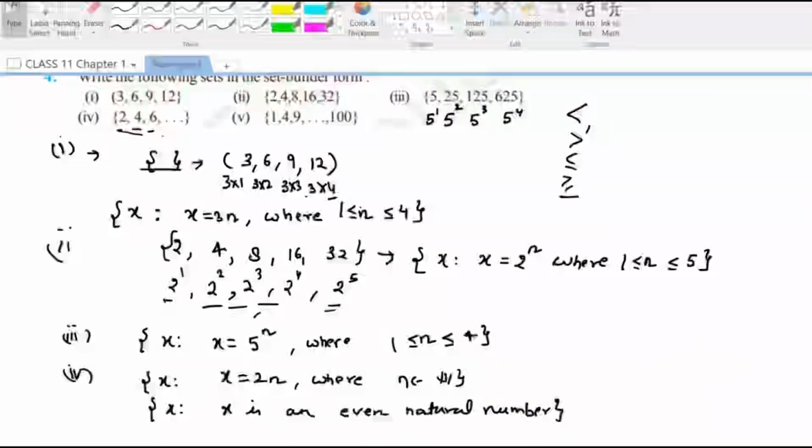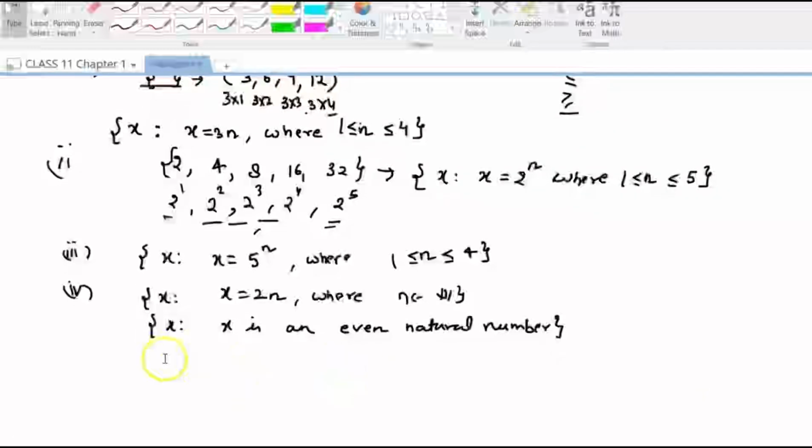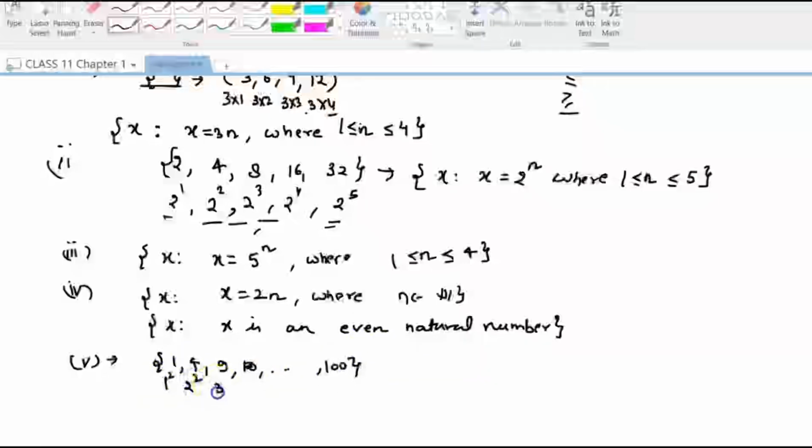Now let's see the next and last part of this question. 1, 4, 9 and 100. Okay. So let me first write the set: 1, 4, 9, 10 and 100. Okay, so there was no 10 over here. 1, 4, 9 and then 100. If you look closely, this is nothing but the perfect squares. So this is 1 square, this is 2 square, this is 3 square, this is 10 square.